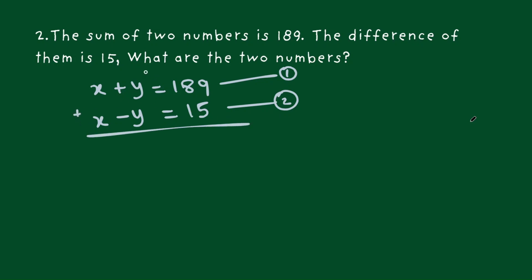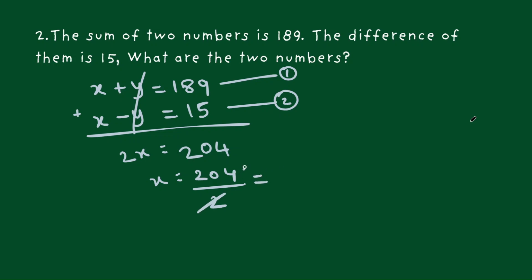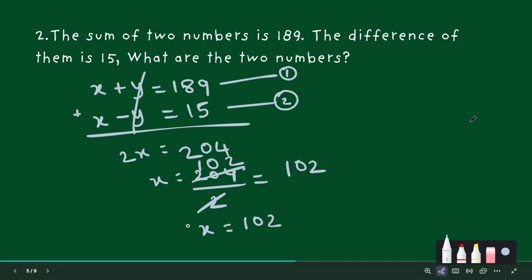We will just add these, so that +y and -y will cancel to 0, and x + x is 2x = 189 + 15 = 204. x = 204 divided by 2. That is equal to how many? We can divide: 1 twos are 2, and this is 0, and this is 2. Directly also we can divide. x = 102.